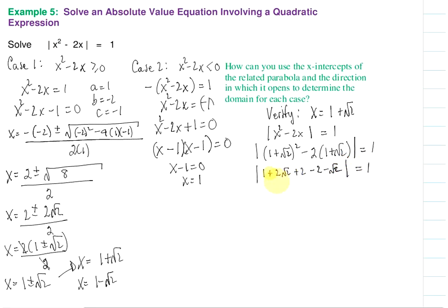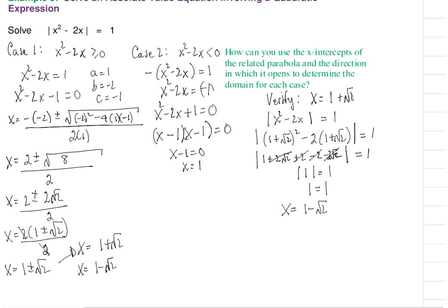Okay, simplify what we can inside the bracket, so positive root 2, well, this should be a 2, by the way, because 2 times the root of 2 is 2 root 2. That cancels with that, and then positive 2 with negative 2. So we're left with 1, and so the absolute value of 1 is equal to 1. All right, so that works. Let's verify with x is equal to 1 minus the square root of 2.